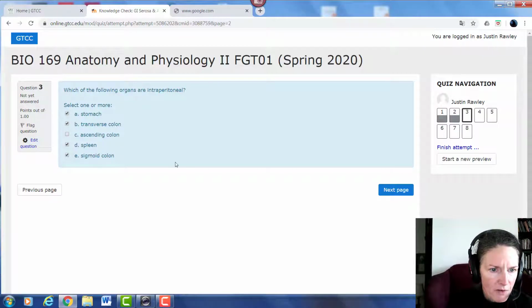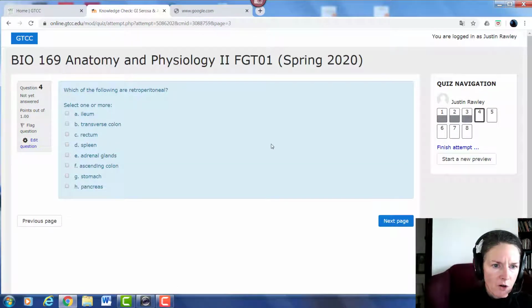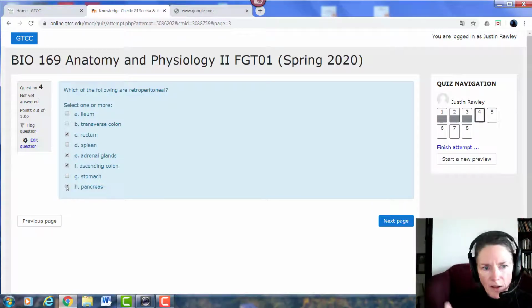So we should have all of these. Double check that. The problem with these questions, if you miss even one of these, it'll count the whole thing wrong. All right, which of the following are retroperitoneal? We have the rectum, the adrenal glands, the ascending colon, and the pancreas. Now let's actually purposefully miss one, and then we'll see what the feedback is, and we'll see why some people have been having some trouble with this.